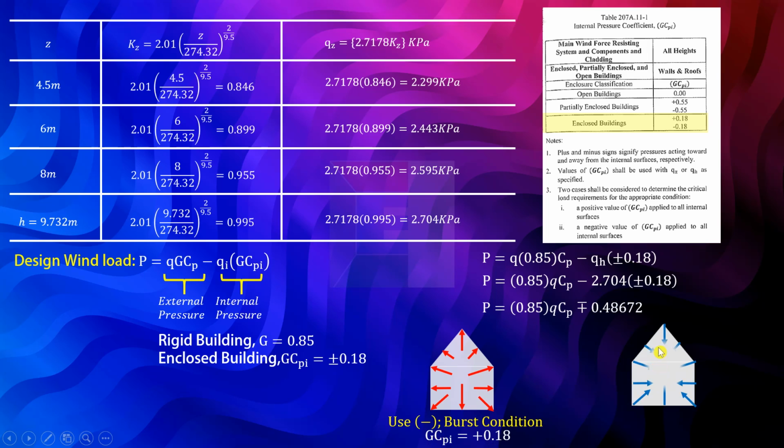And then, pag away siya sa internal surfaces natin, so that is a suction condition. So, meaning we are considering the negative 0.18, which is away from the internal surfaces, or negative times negative, that is positive. So, if we use positive sign dito sa formula natin, so we are considering the suction condition. So, considering yung GCPI na negative 0.18.